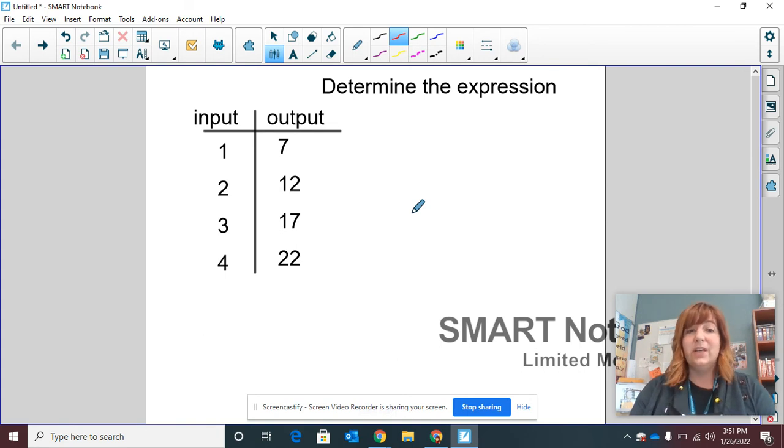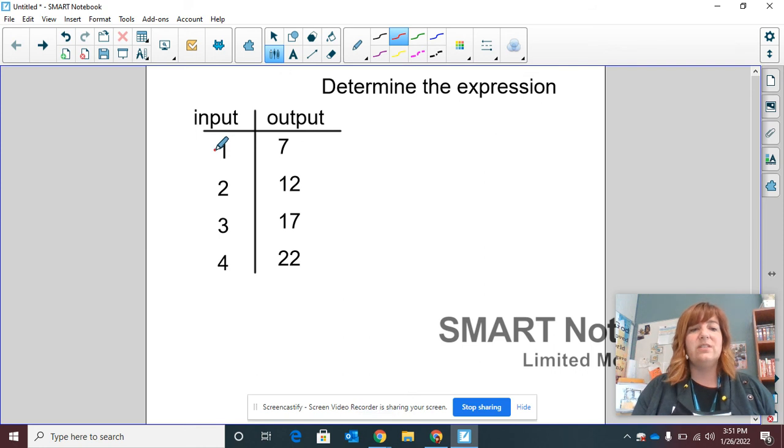Basically, what we're trying to do here is find the input-output machine or function and then use that to create an expression. We always have to follow the same rules. Like I said in class, this works 9 out of 10 times. There's always some that don't follow the rules. In this case, this is one that does follow the rule.